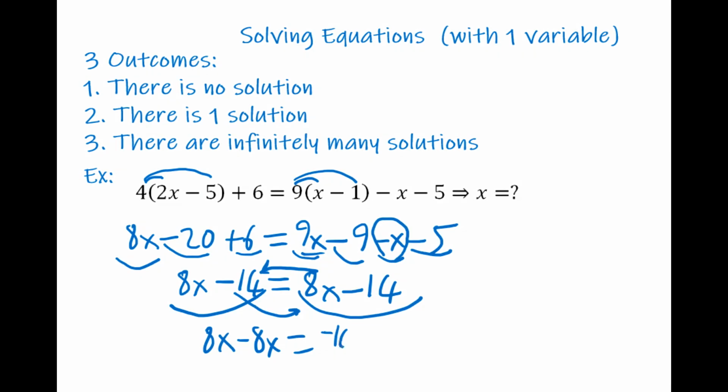So negative 14 plus 14. These are gone, and the left side is gone. 0 is equal to 0. Is it correct? Yes. That means, guys, whatever you put instead of x, that is going to satisfy the equation. Because at the end, we're going to have 0 is equal to 0. That means whatever you give as a value to the x, that is going to be correct. So in that case, we have many solutions.